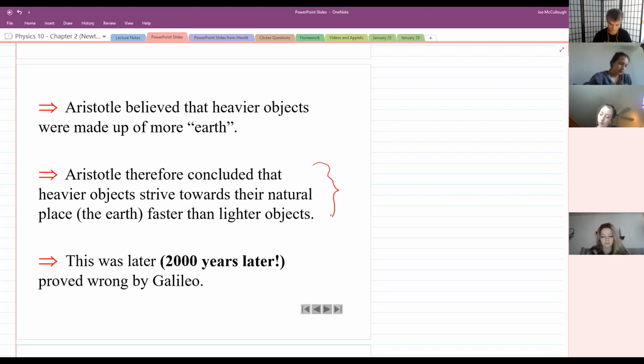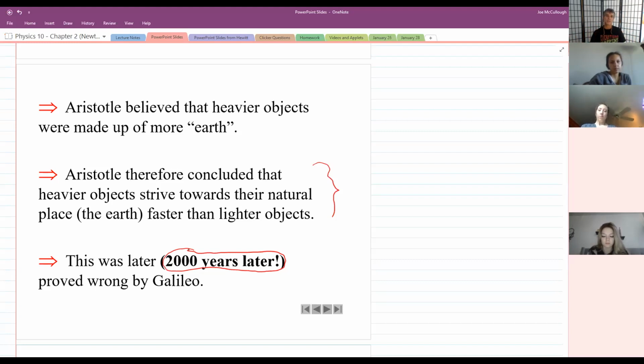And what's pretty impressive about this, in sort of a bad way, is that these ideas lasted for 2,000 years. Think about that. For 2,000 years, we believed that the heavier an object was, the faster it would fall. What we're going to see is that if there's no air resistance, all objects will fall at the exact same rate. And we'll see that more in the next chapter, chapter 3.